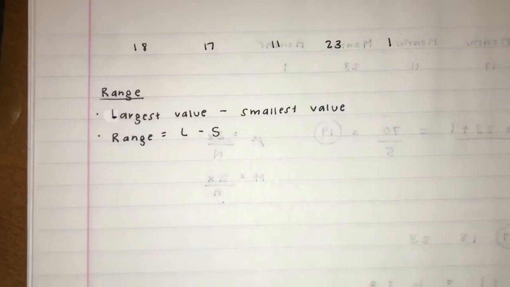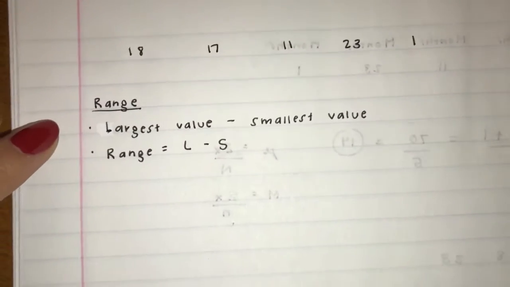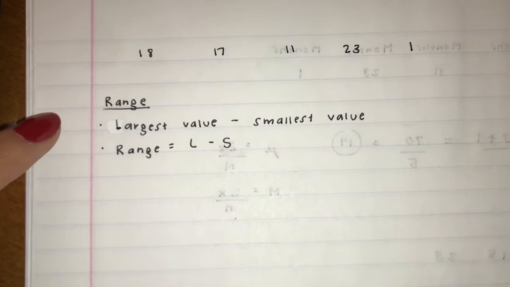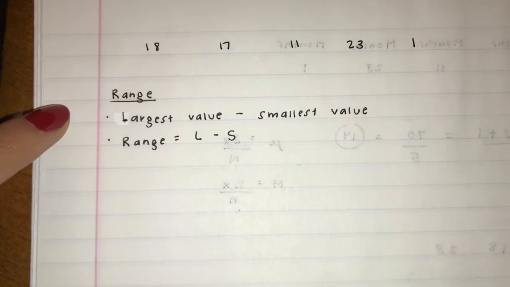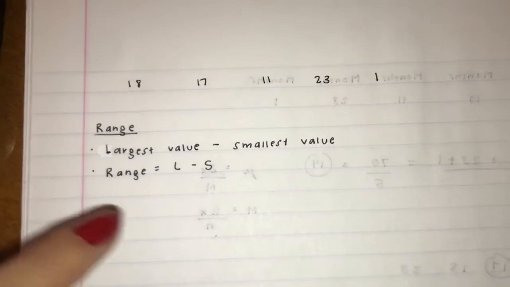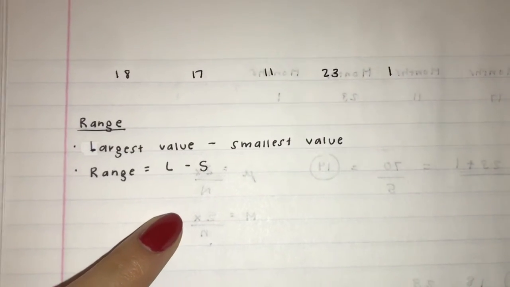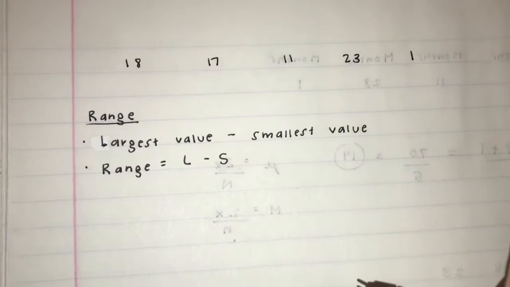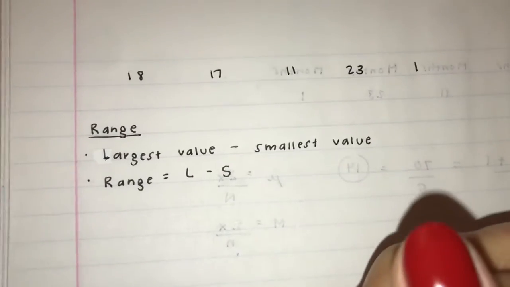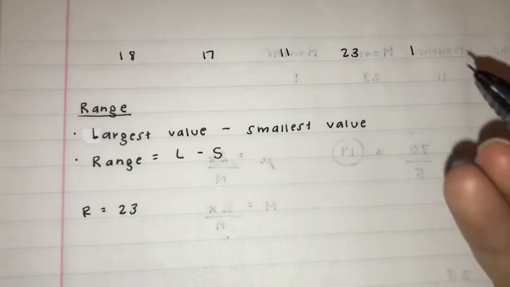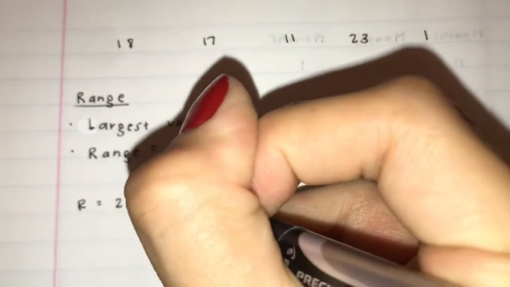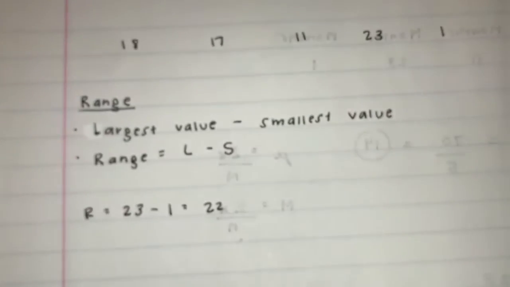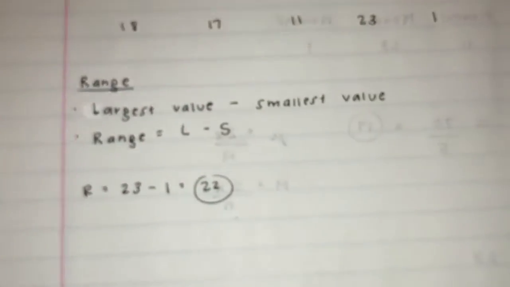The first measure of dispersion that we're going to discuss is range, and this is the simplest way to describe how dispersed scores are. And in order to find the range in a data set, it's simply going to be the largest value minus the smallest value. So in this case with our data set, the largest value is 23. And we're going to subtract that by the smallest value, which is 1. And that's going to be 22. So our range for this data set is 22.